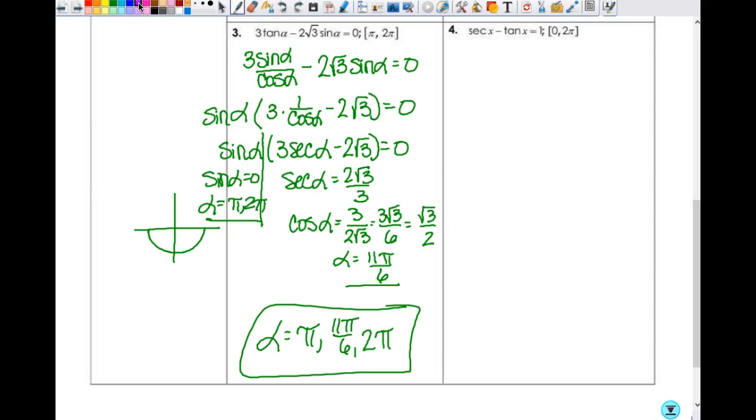So if we made secant into 1 over cosine and tangent into sine over cosine, we'd end up with 1 minus sine over cosine. I still can't get anywhere with that, right? And again, you may not recognize that until you're halfway through something. But then let's think about how else secant and tangent are related. Look on your little chart. Where do you see secant and tangent that are related to each other?